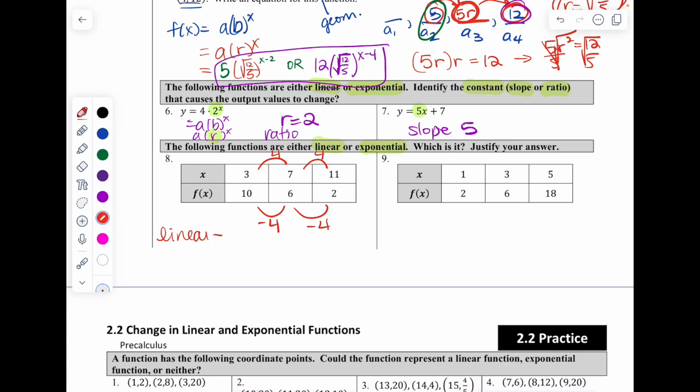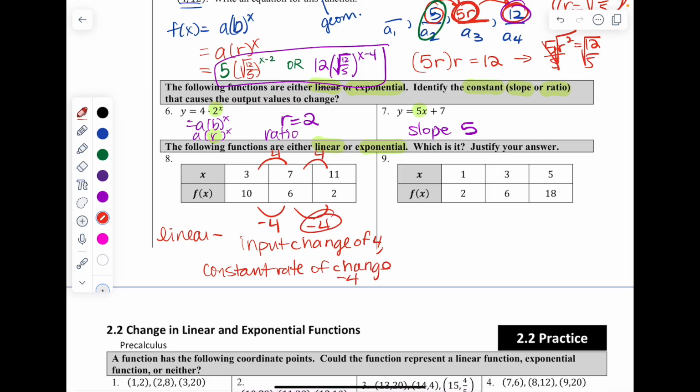And that's because for each input change of 4, it has a constant rate of change, and that's negative 4. Then if I look here, from 1 to 3 is adding 2, from 3 to 5 is also adding 2. From 2 to 6 we would add 4, and from 6 to 18 it's not adding 4. This is actually adding 12, so we know that this is not going to be linear.